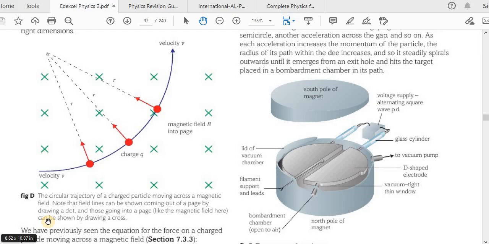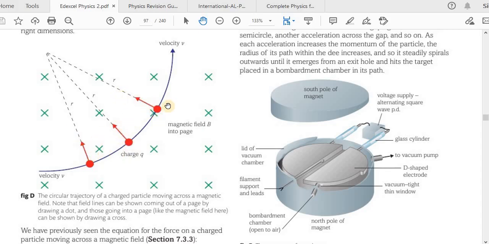Second finger, that is the middle finger, should be in the direction of the current or the direction of movement of the positive charge. As you can see, it's along this path, right? So you can point it that way. Then you will see that the thumb points this way. This is the circular trajectory of a charged particle moving across a magnetic field. Note that field lines coming out of the page can be shown by drawing a dot, and those going into the page, like the magnetic field here, can be shown by drawing a cross. So you have already learned this. Cross means into the page, circle with a dot inside means out of the page.